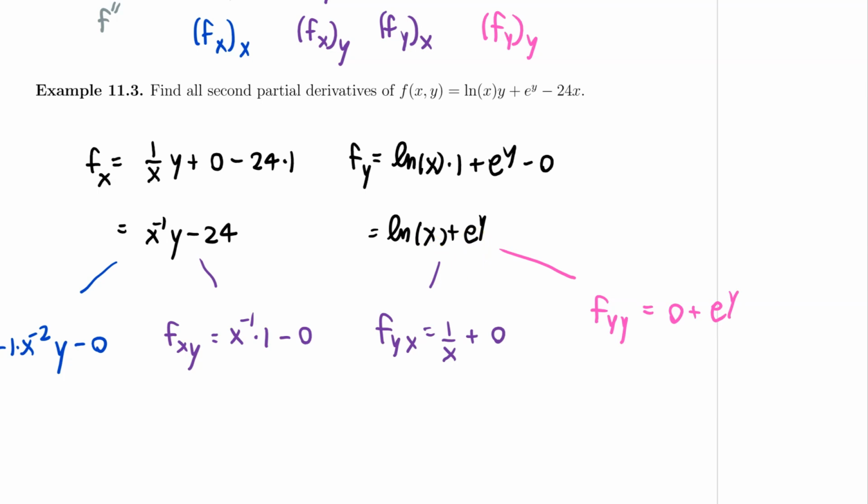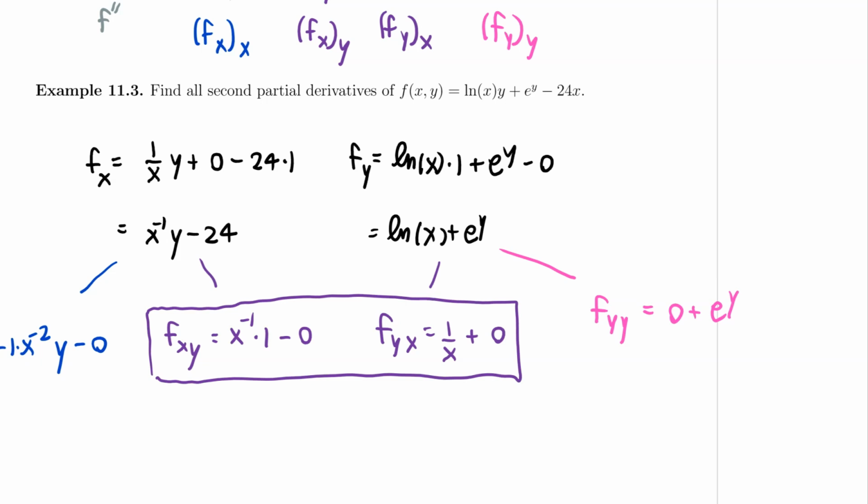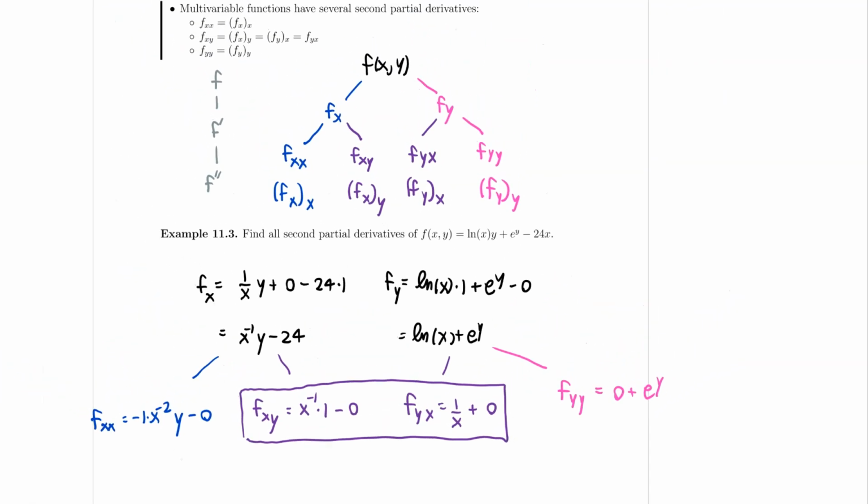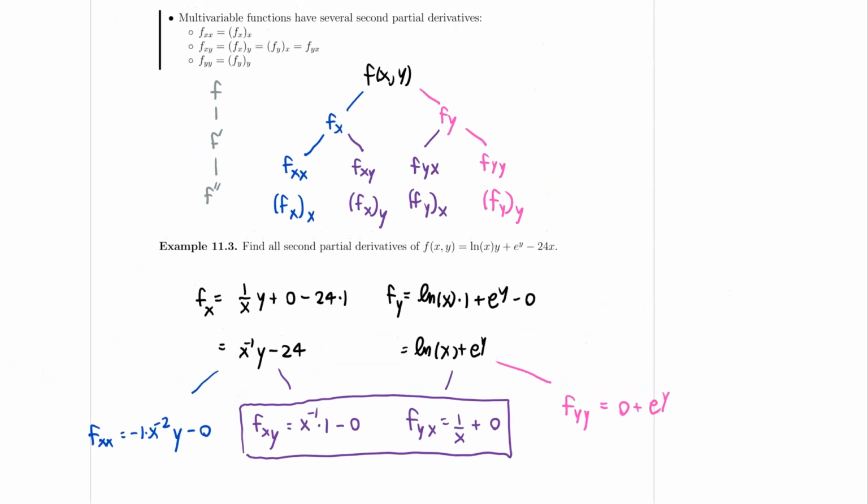And now notice that the two purple derivatives that I have in the middle are actually the same thing. This is actually always the case. Whenever I take the derivative twice, the order in which I take the derivatives doesn't matter.